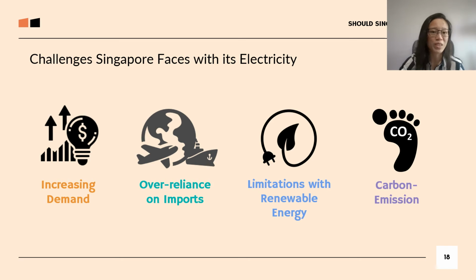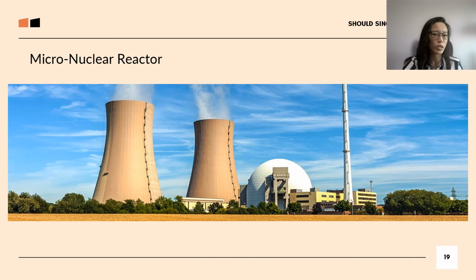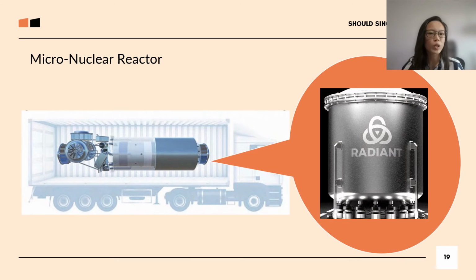So, now that we have a better understanding of electricity in Singapore, should Singapore go nuclear? Well, to answer that, we first have to look at what exactly micronuclear reactors are. Now, I know whenever we think about the word nuclear, we think about the big nuclear plants. Well, micronuclear reactors are not that. Designed to be small, micronuclear reactors are portable nuclear reactors that can generate up to 20 megawatts of energy. To put it in context, they are small enough to fit on the back of a truck or a standard 40-foot shipping container and function like a ready-to-use product.